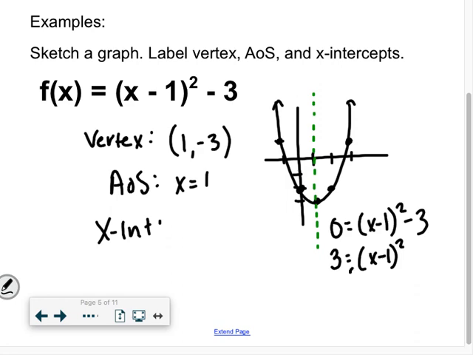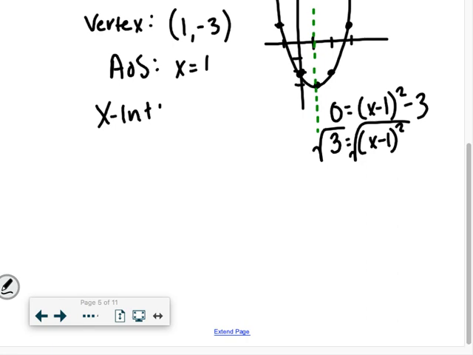Square root to solve. I'll move this up here so everybody can see. This is where we have to be really careful to get 2 x-intercepts. When we square root to solve, we have to add a plus or minus. Excellent. So it's going to be plus or minus square root 3 equals x minus 1. And then finally add 1 to both sides. So 1 plus or minus the square root of 3 equals x.